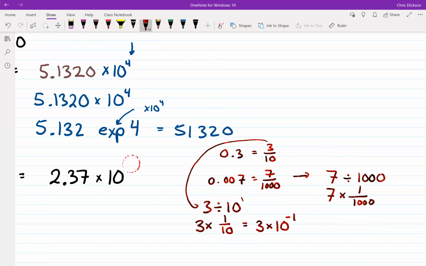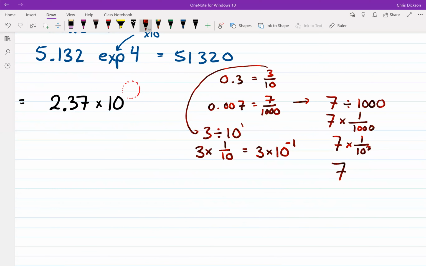And that's really the same as 7 multiplied by 1 over 10 to the 3, because 10 to the 3 is 1,000. And that is equal to 7 multiplied by 10 to the negative 3. So that actually is what happens when you are changing a small number into scientific notation. So, a number less than 1 here.